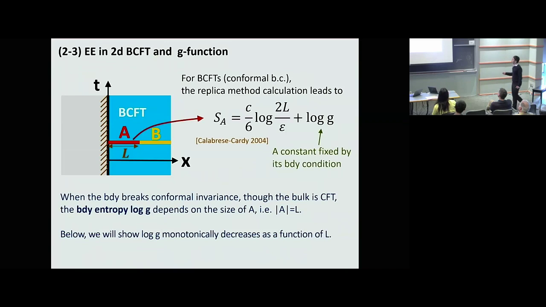But we'd like to say that this log g as a function of L, the probing scale, is always monotonically decreasing. And this is an entropic g-theorem. So that's what we want to show.